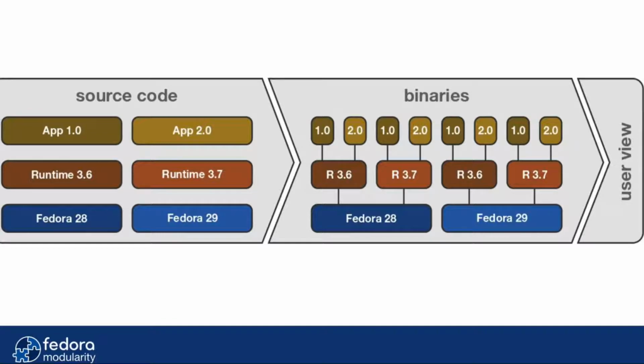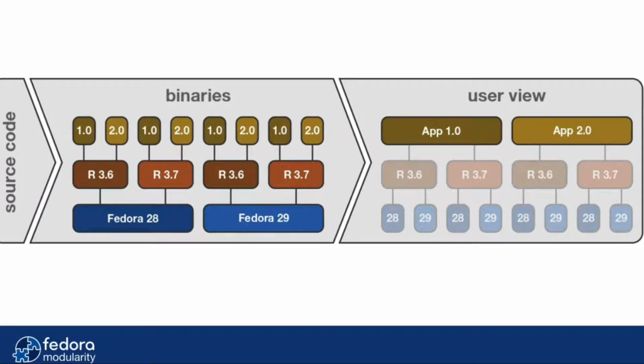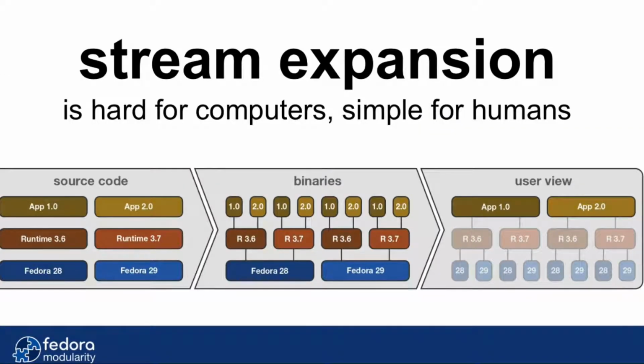So for example, in this, I have two Fedora versions, 28 and 29, two runtime versions, let's say 36 and 37, and two applications. And when I want to build everything, I can produce for each release two versions of runtime, and for runtime two versions of binaries. And when the user sees that, they only see the applications and the system figures out what to do. So this way they can choose both versions of application and have each version of runtime, and this will always work. So that's the whole picture, basically making it hard for computers and simple for humans.